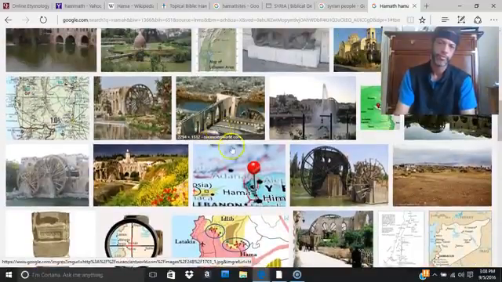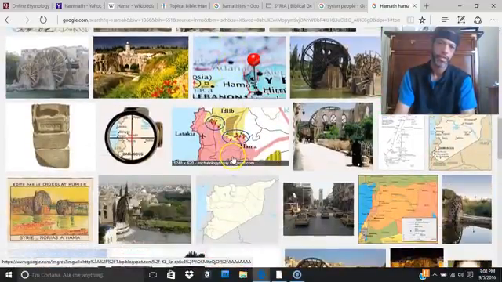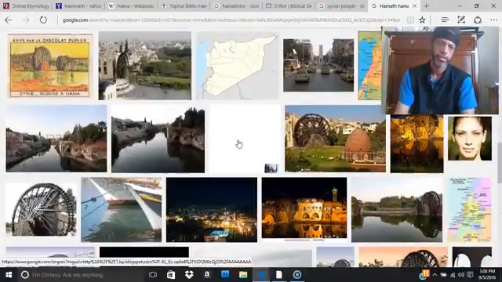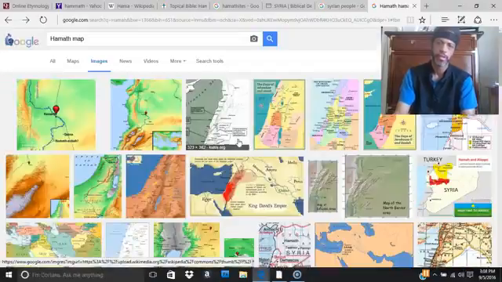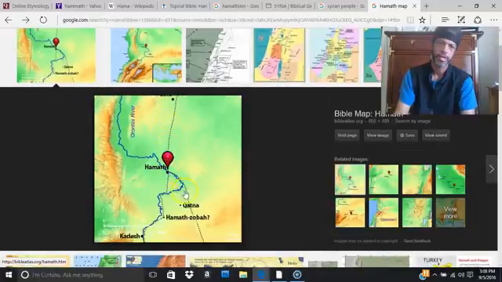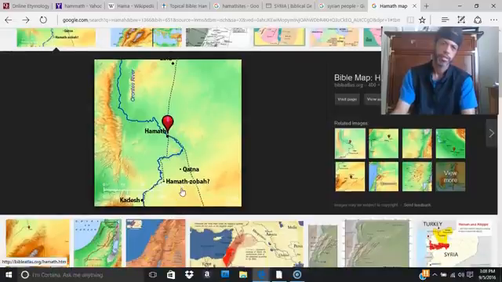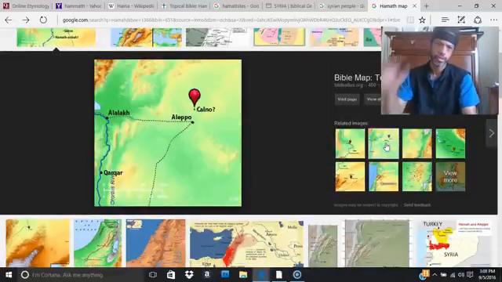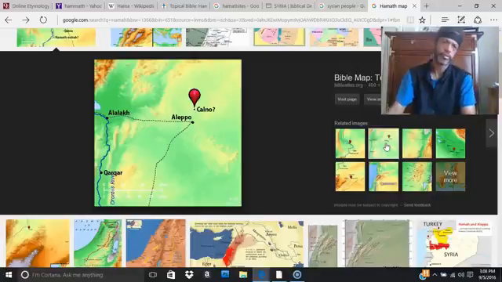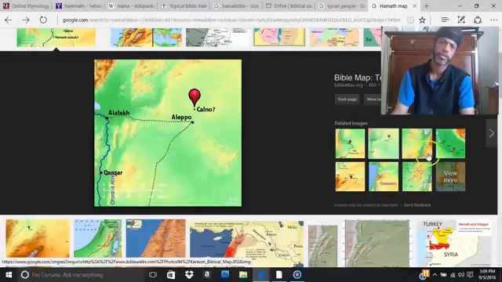If I'm getting this right, there's Hamath and there's Qara. There's Hamath Sabon, okay. There's the Orontes River. So here's Aleppo, and that means Hamath is over here.